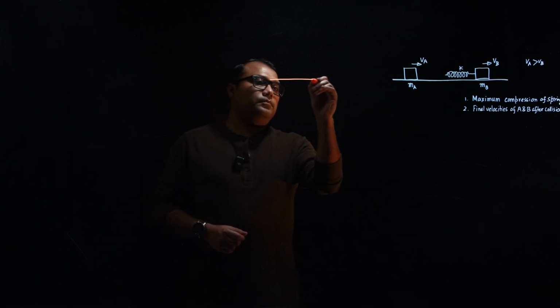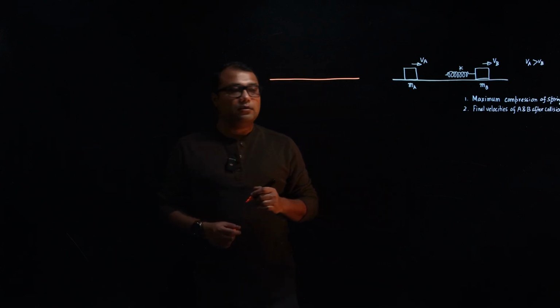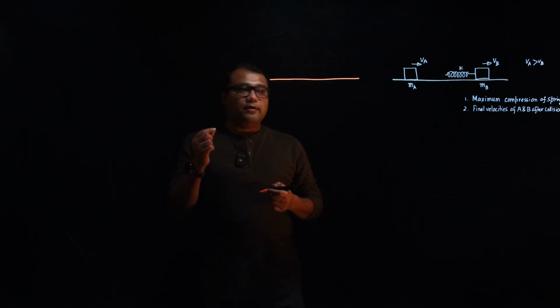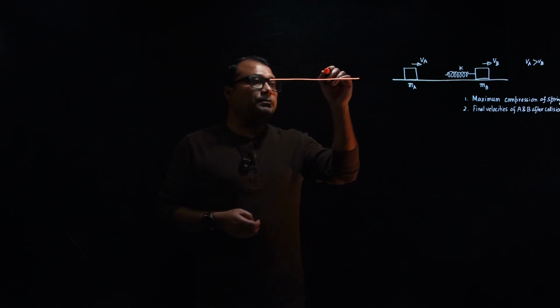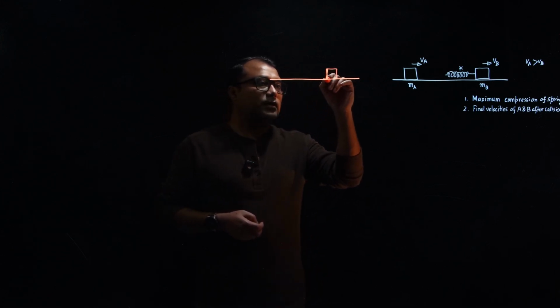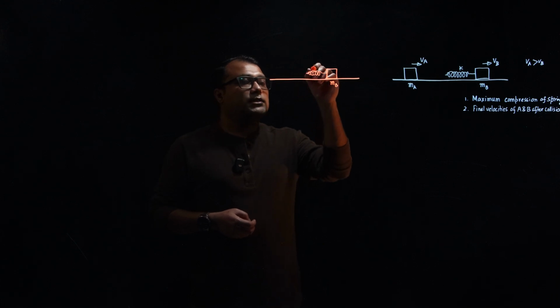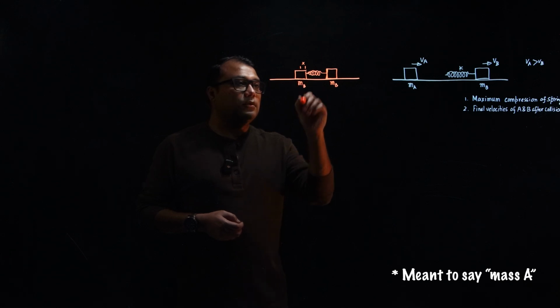Now, when mass A just comes in contact with the spring, it will still have velocity VA and the mass B is still having velocity VB, but right after that instant, when it starts to compress the spring, what will happen? So let's look at that situation. So this is mass B, it has the spring attached to it. Now it's a little bit compressed, okay. Let's say it is compressed by a distance x, okay, and mass B is here.